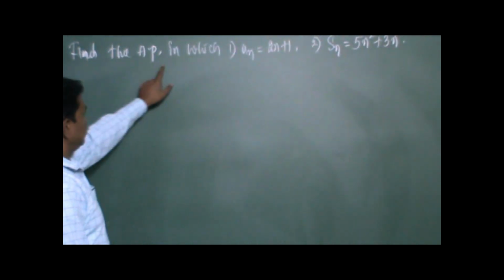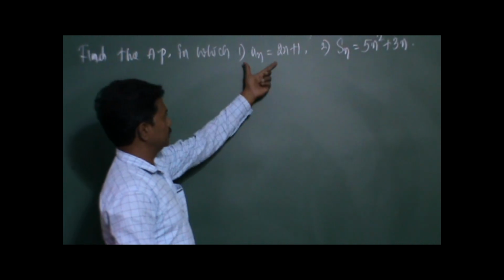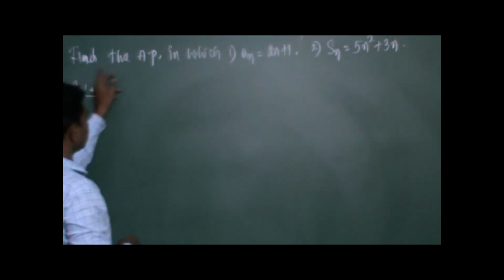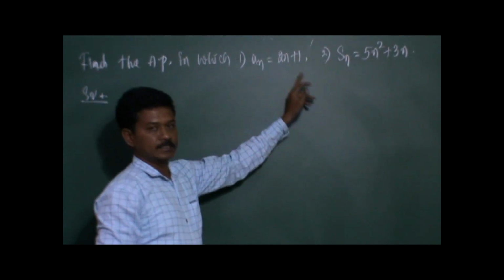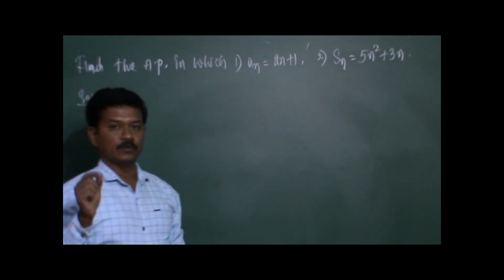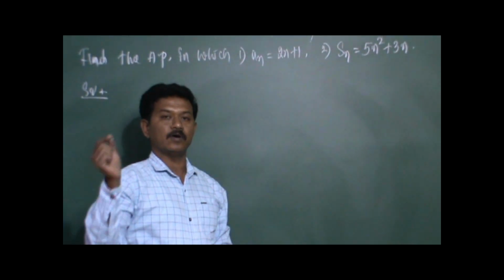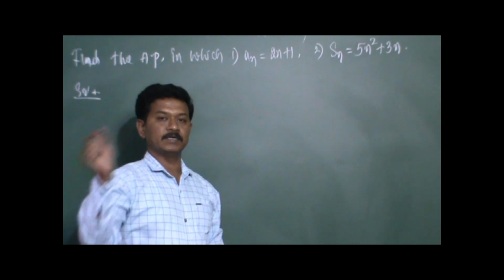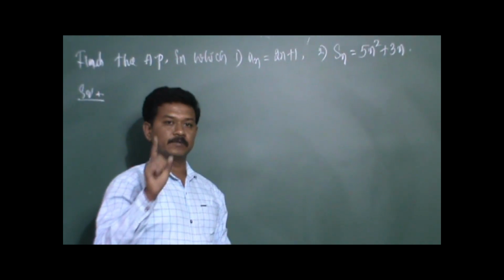Find the AP in which an is equal to 2n plus 1. So nth term of an AP is given to you. In this problem we have to find out the AP, and the AP's nth term is given. In that AP, including the first term and all the terms in that AP, how all the terms look generally based on the first term and common difference, that is called the nth term of the AP.